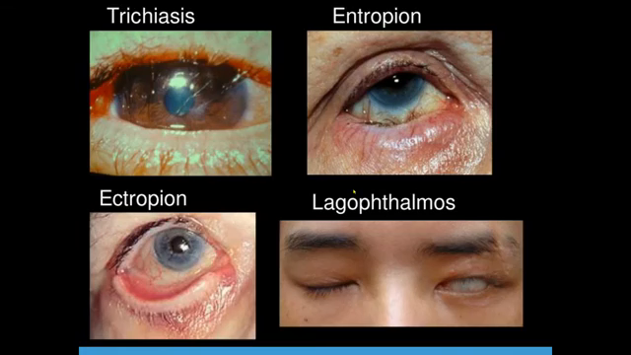Now again, the pictures help to understand what is trichiasis. There is a misdirection of eyelash. There is inward rotation of the eyelid, entropion, outward rotation of the eyelid, ectropion, and what is this picture? Lagophthalmos. The patient tries to close the eye but is unable to.